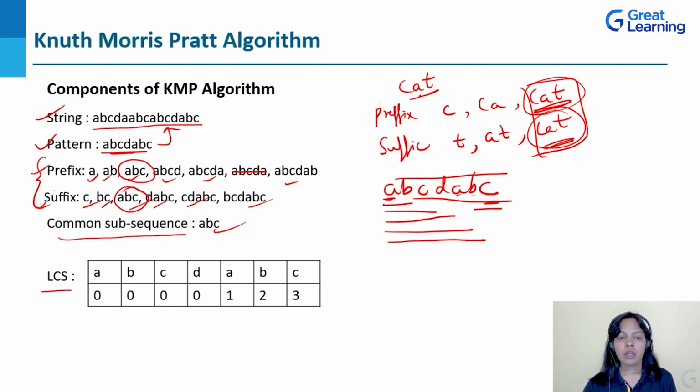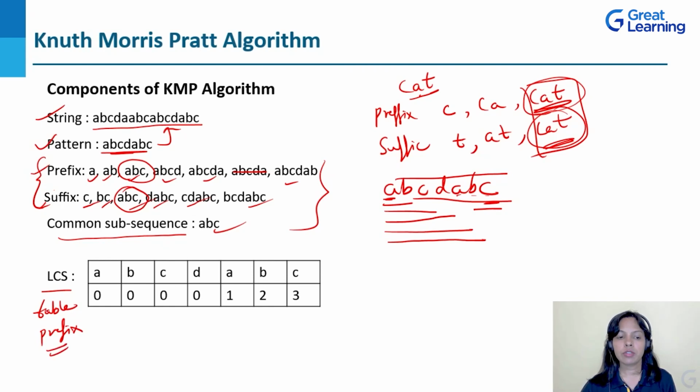Now, how are we going to analyze the pattern with the help of this common subsequence? Let us see. With the help of this common subsequence and the prefix and suffix concept, I'll directly go to the creation of the LPS table. So this is basically a table, or you can say a prefix table.